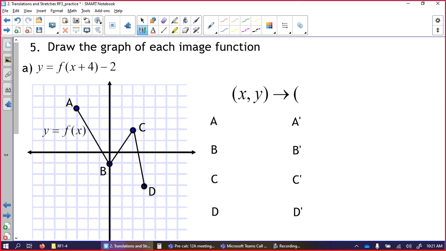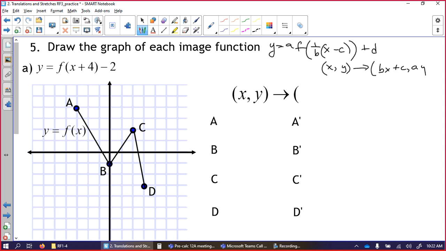Sorry. y equals a f. I prefer this form: 1 over b(x minus c) plus d. The mapping rule is (x, y) goes to (bx plus c, ay plus d).